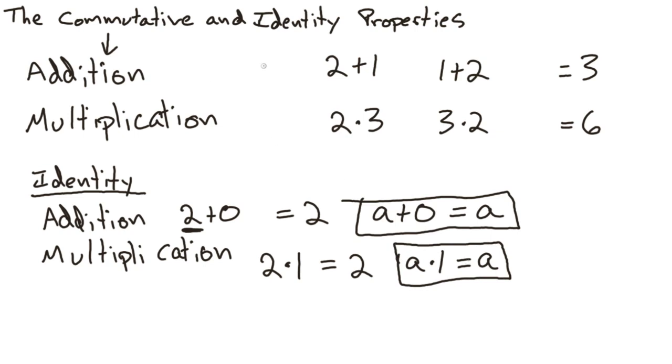Okay, now let's go back up to the commutative properties and represent those with letters. So if you wanted to represent that with a letter, addition would be a plus b is the same thing as b plus a. So it doesn't matter which order you add them in. And this is the commutative properties. And then multiplication would be a times b is going to be the same thing as b times a.